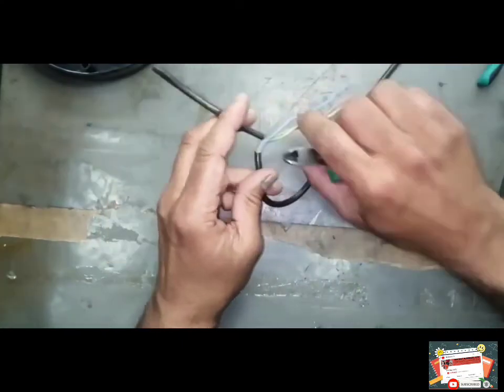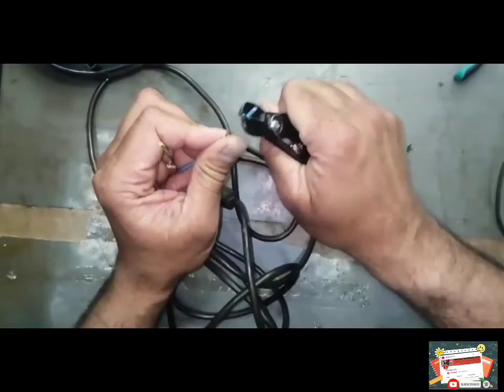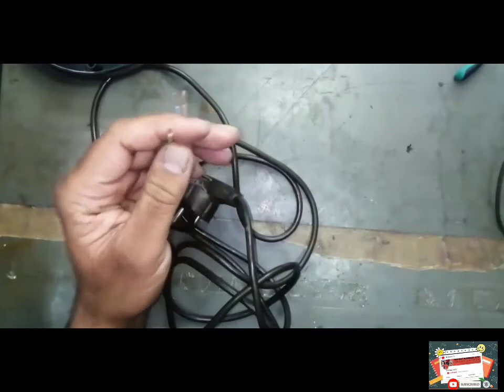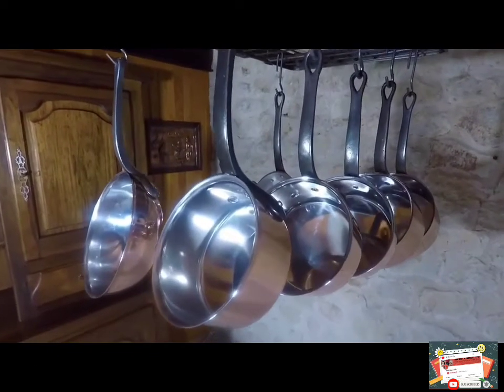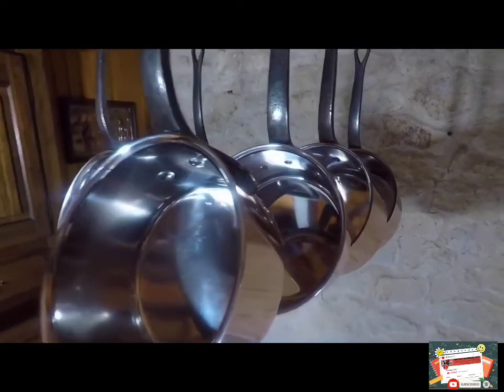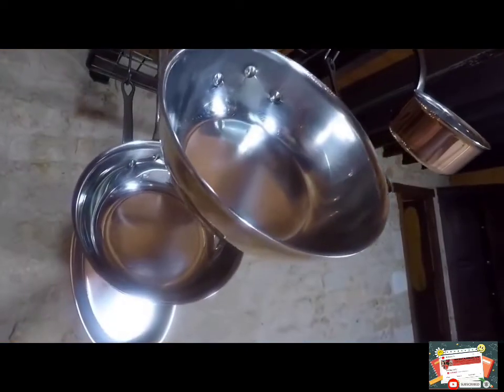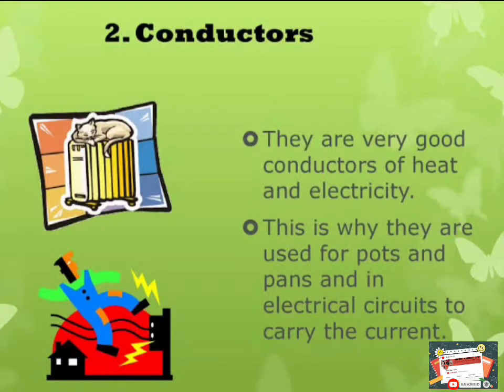Study the video. When you peel off the coating of an electric wire, you will see the copper wire inside. Copper wire is the most widely used material for connecting electrical devices. Why do you think so? When you check your pot and pan in the kitchen, you will see most of them are made of stainless steel or aluminum. Why are they suited for cooking utensils? They are very good conductors of heat and electricity. This is why they are used for pots and pans and in electrical circuits to carry the current.